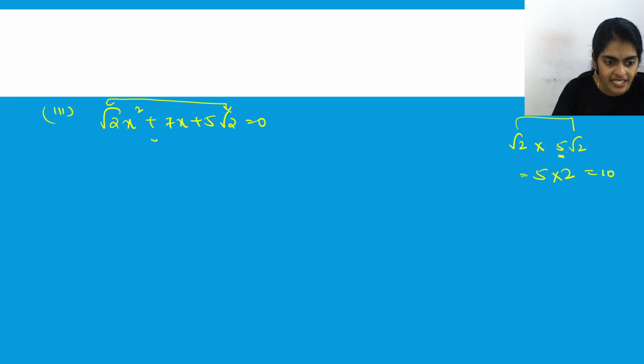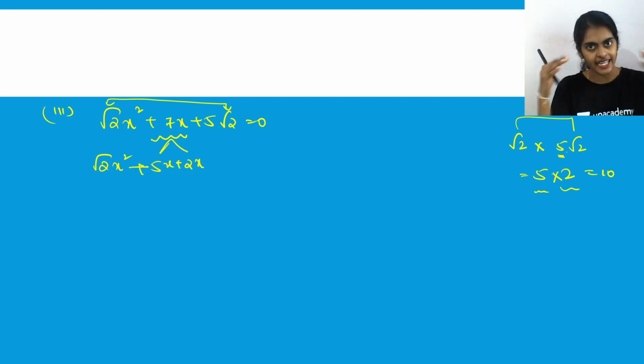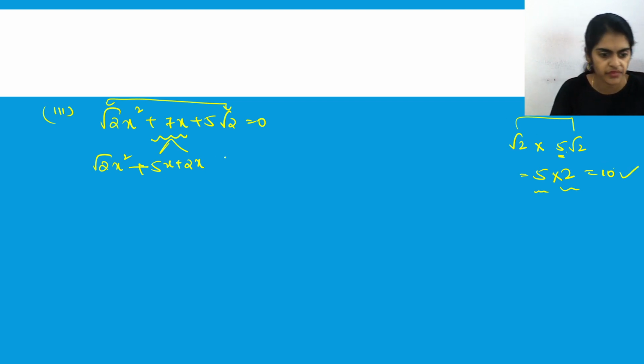Here the middle term is 7x. So directly can I write it as 5 plus 2? 5 plus 2 will give me 7x, isn't it? So root 2 x square plus 5x plus 2x. 7x I am splitting as 5x plus 2x, and 5 twos are 10, so the product also you are getting. Plus 5 root 2 equal to 0.